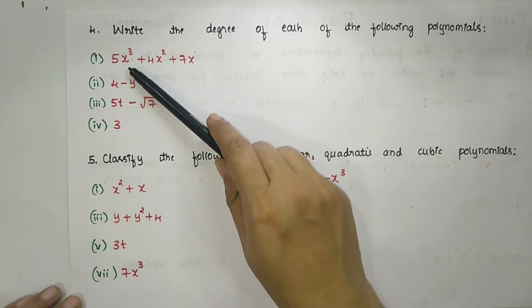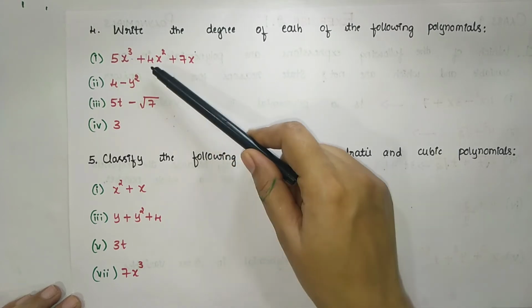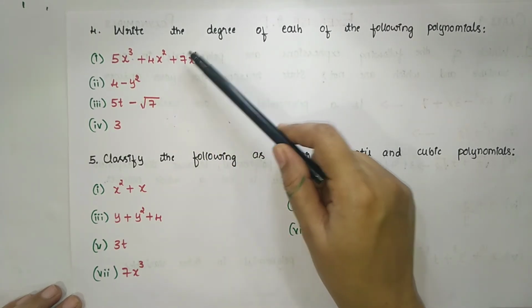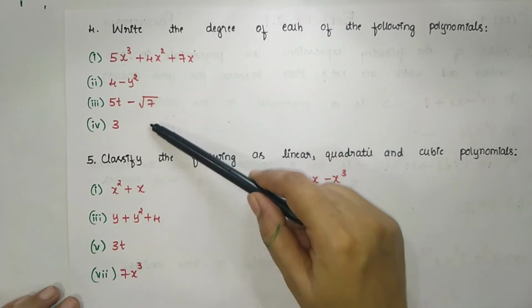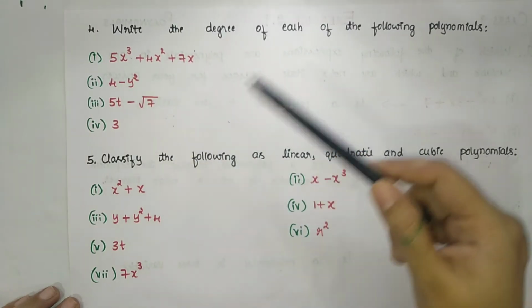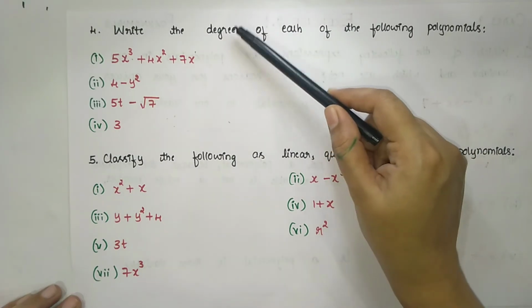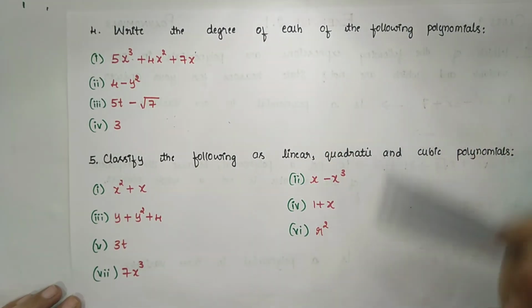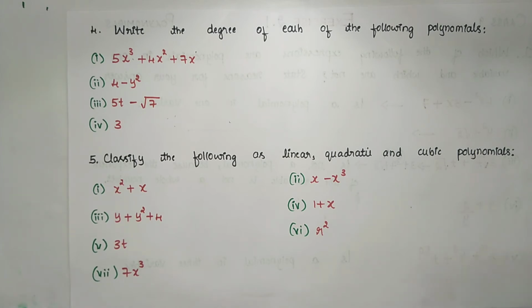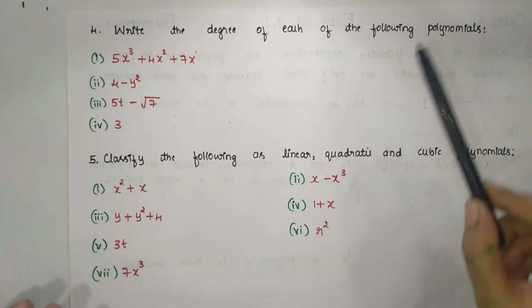In that, the first question is 5x cube plus 4x square plus 7x. You should write the degree of each of these polynomials. In order to answer this, you should know what the degree of a polynomial is, and in the last question itself I told you what the degree is. Degree is the highest power of the variable in the given polynomial.